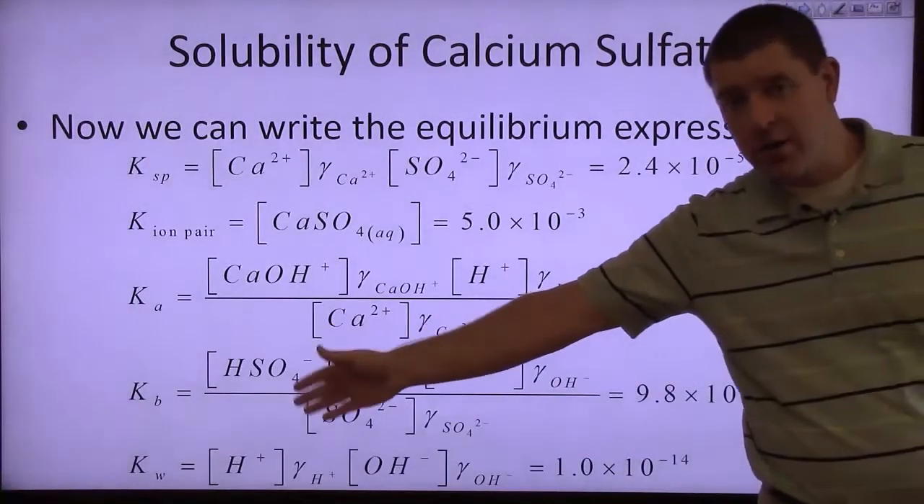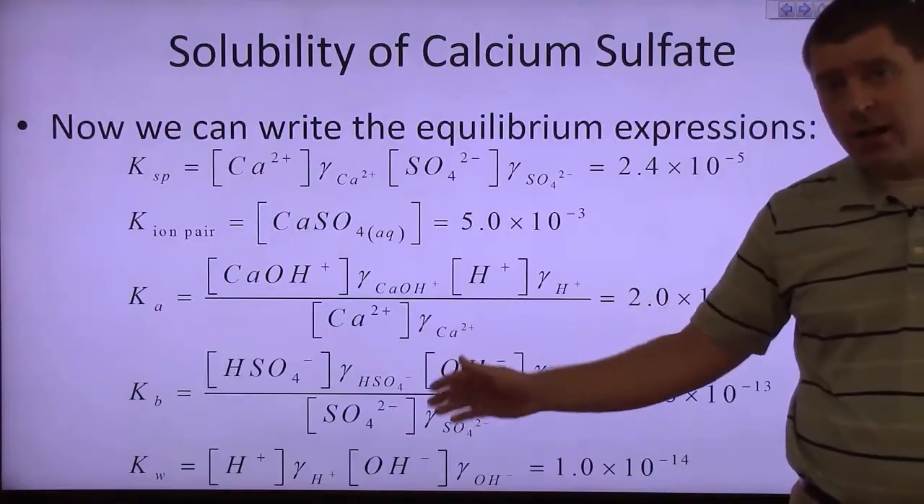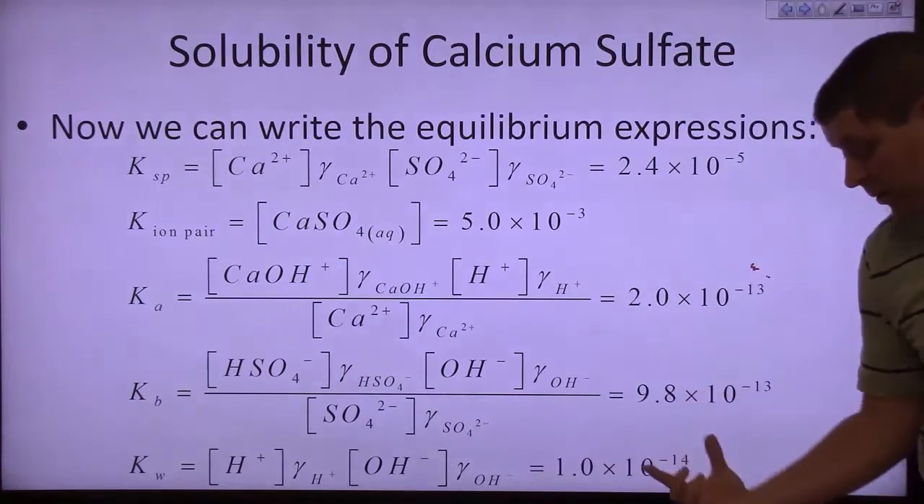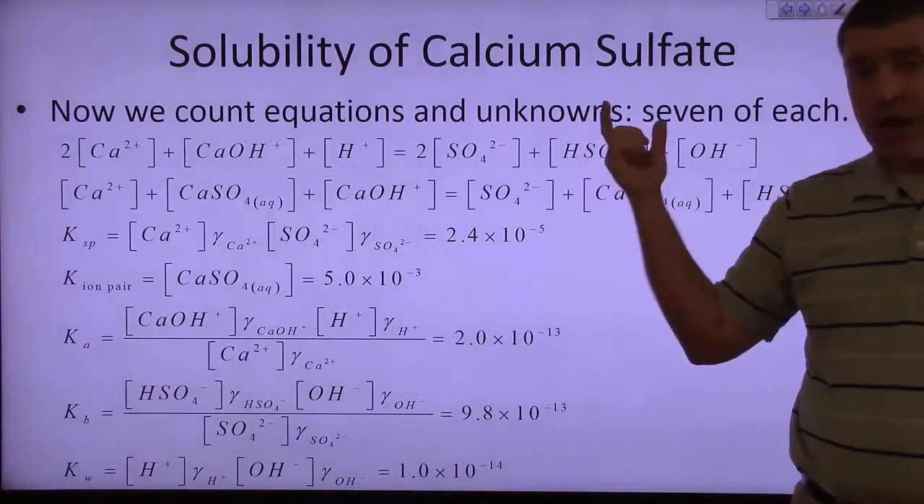And then finally we have our Kw equals the hydrogen ion concentration times the activity for hydrogen ion times the hydroxide ion concentration times the activity for the hydroxide ion, which is equal to 1.0 times 10 to the minus 14. So now let's go ahead and count the equations and the unknowns.